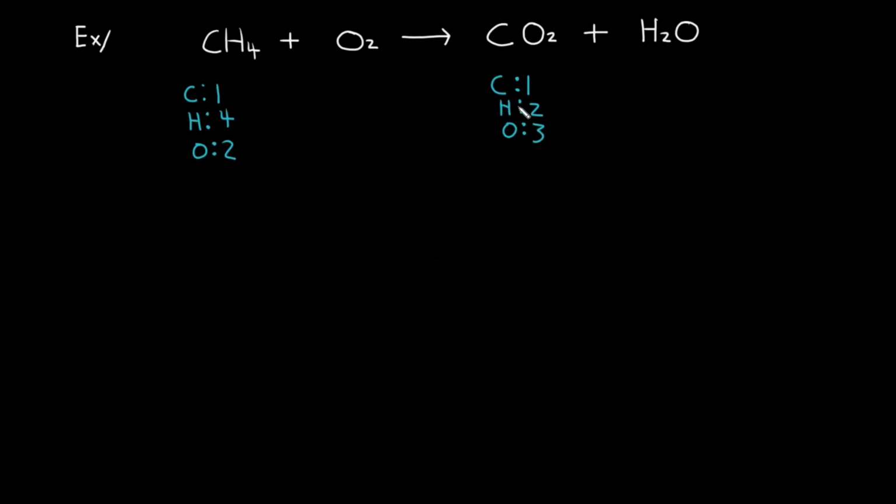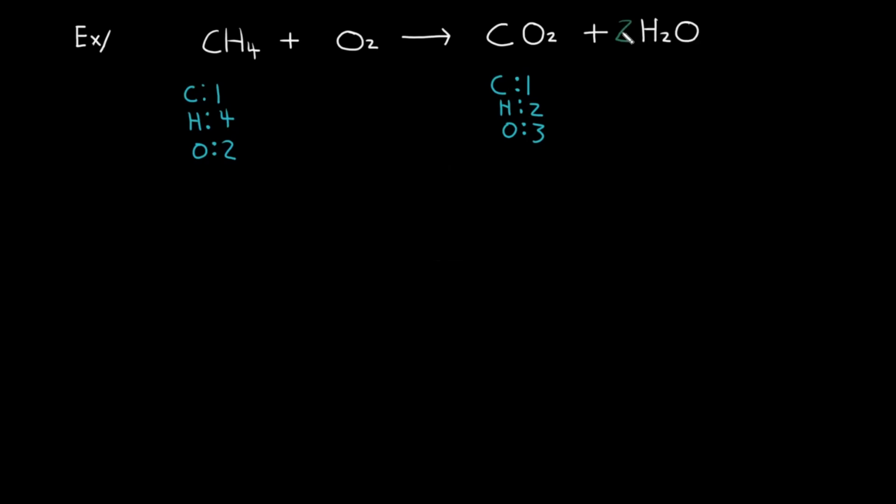So the first thing that we want to do is balance the hydrogens, because as you can see here, we have 2 hydrogens on the products and we have 4 on the reactants, so those are not balanced. They need to be the same. So what we want to do is multiply this water by a factor of 2. So we put a 2 in front of the H2O.